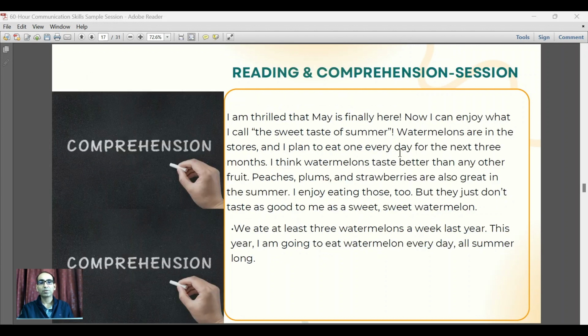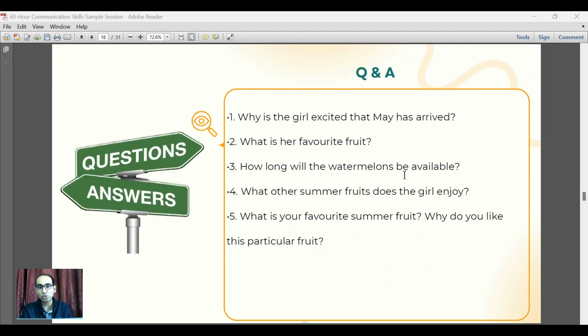Okay. Next section comes for reading and comprehension. Now, the question is why reading is required? Listen, if you don't read, you can't comprehend, you can't understand, you can't explain, you can't express. So, reading is vital. Reading is important, and we must read every day. Okay, so here I give you a passage. A passage is to be read by the participants, and then we have question answers based on the passage.